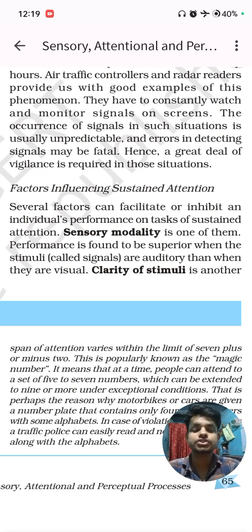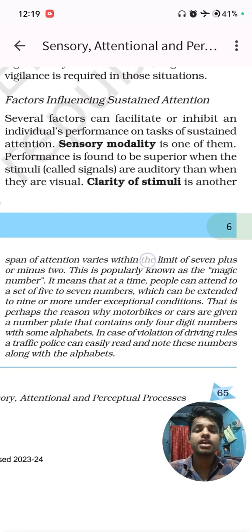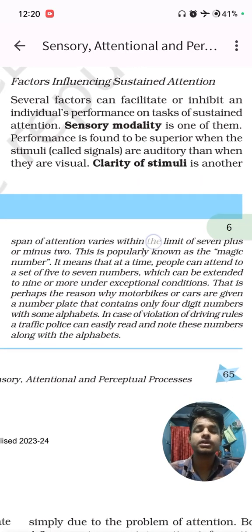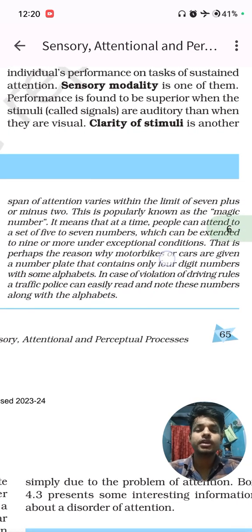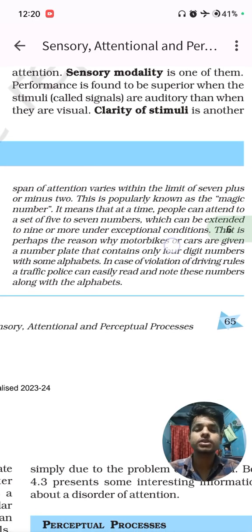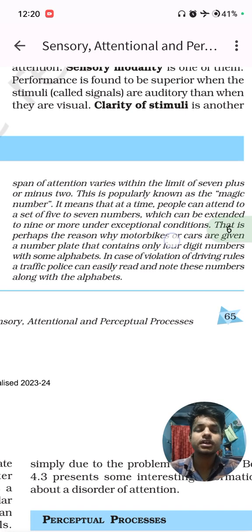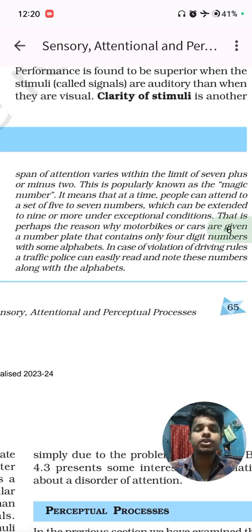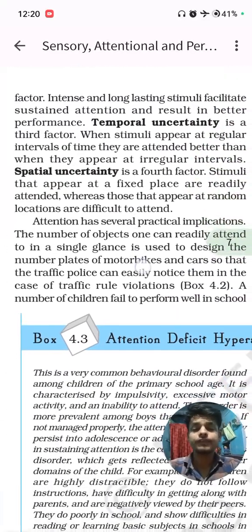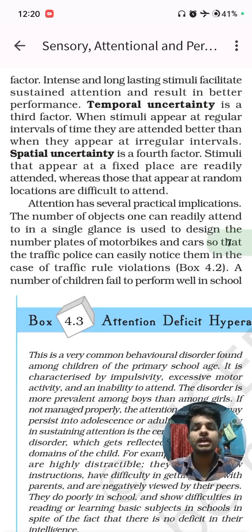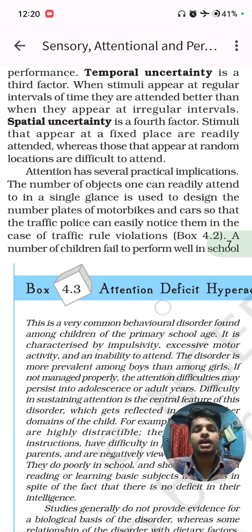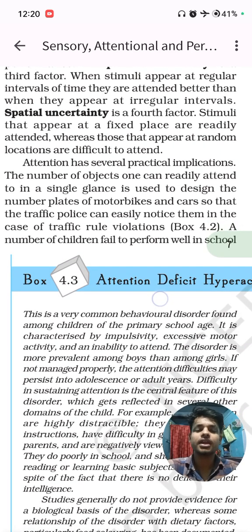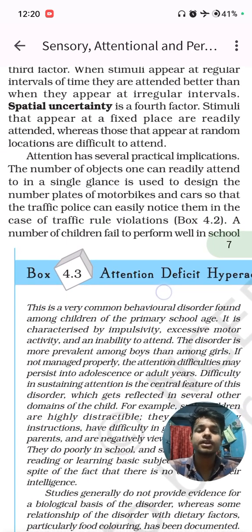Factors influencing sustained attention. Several factors can facilitate or inhibit an individual's performance on tasks of sustained attention. Sensory modality is one of them. Performance is found to be superior when the stimuli, or signals, are auditory than when they are visual. Clarity of the stimulus is another factor. Intense and long-lasting stimuli facilitate sustained attention and result in better performance. Temporal uncertainty is the third factor. When stimuli appear at regular intervals of time, they are attended to better than when they appear at irregular intervals.